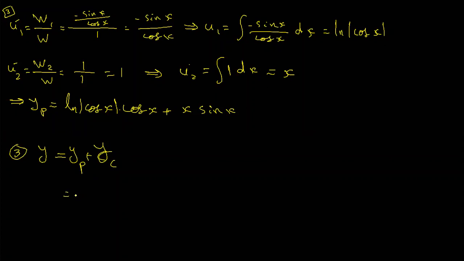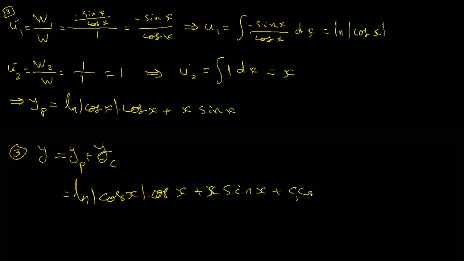So here, no need to write them. Ln cosine x times cosine x plus x sine x, plus my yc, c1 cosine x plus c2 sine x. This is the general solution of the given non-homogeneous differential equation.